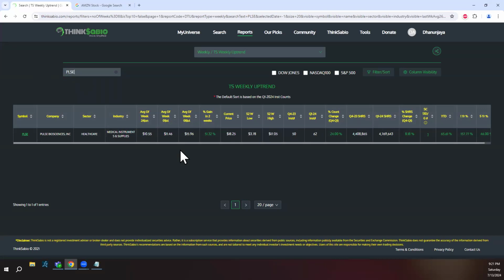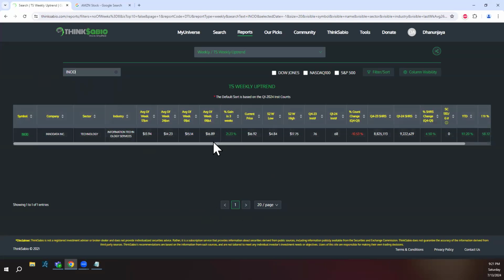And another stock is INOD. There is some stock called INOD. It moved like 27% in 3 weeks. But the idea is it might continue to perform. So you want to keep an eye. And if you want to trade for quick money, let's say it is at $17 now.